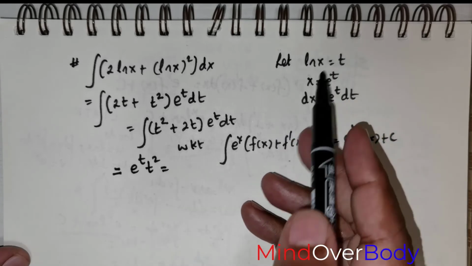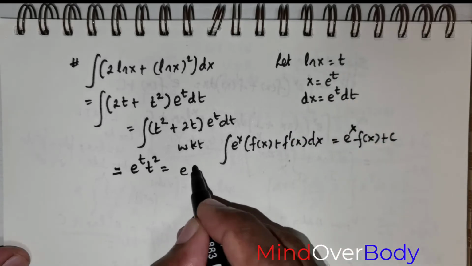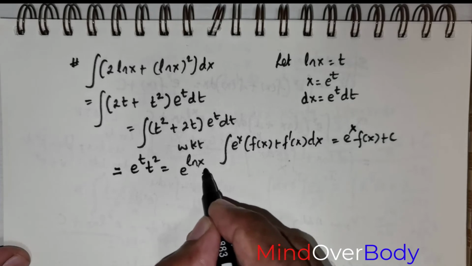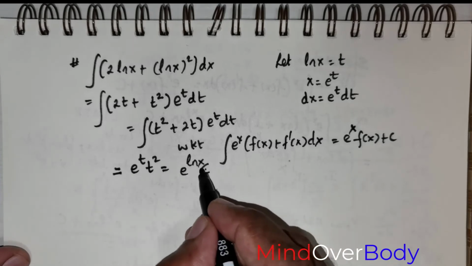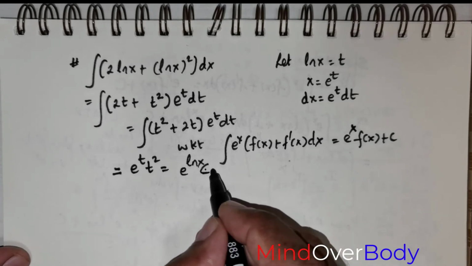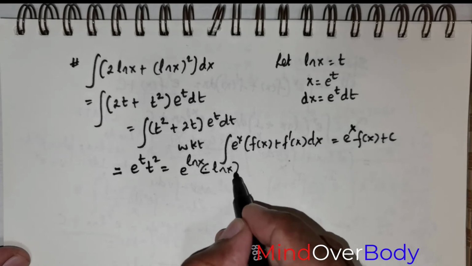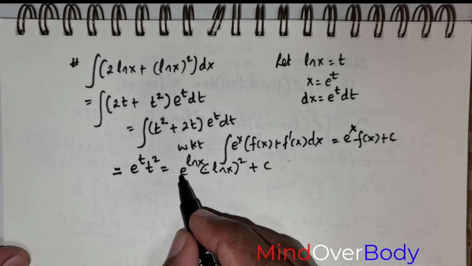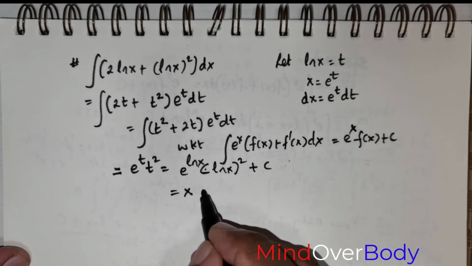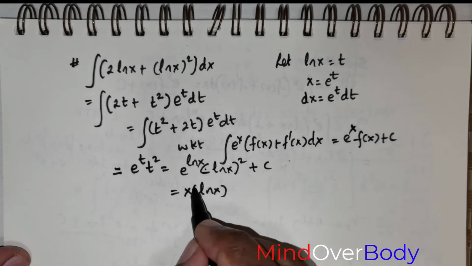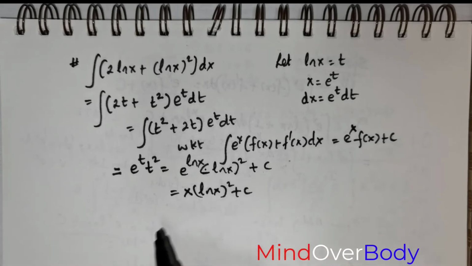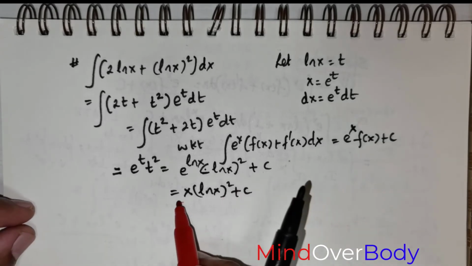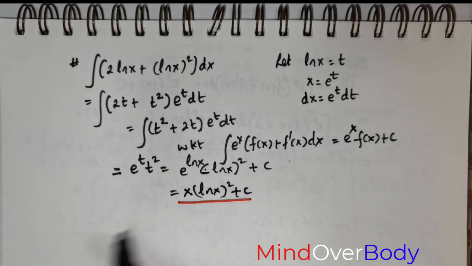But what is my t? My t is nothing but ln x, and that has to be substituted here. So that's going to be ln x raised to the power of 2 plus c. Now of course e and ln, you can rewrite it as x times ln x raised to the power of 2 plus c, and that is a good place for us to draw the line. And this is a beautiful solution as well as a beautiful question.